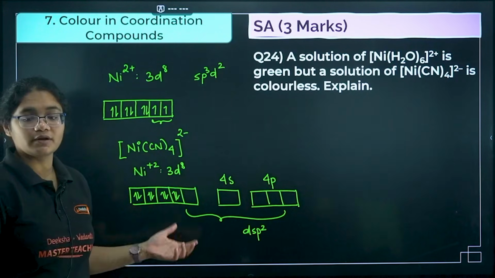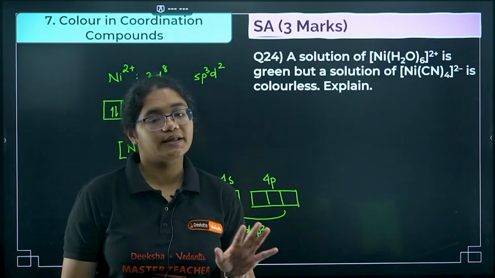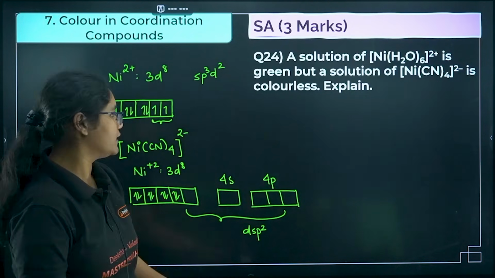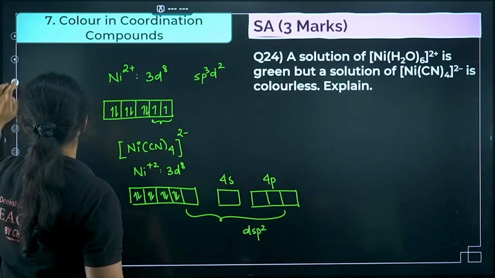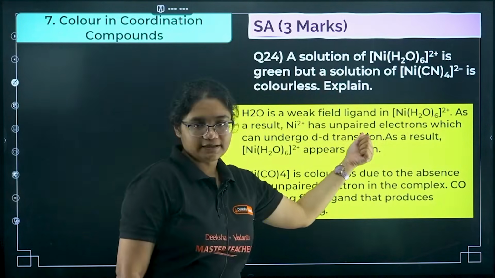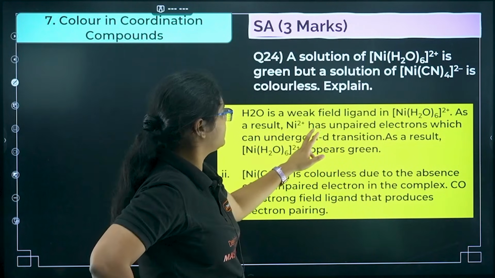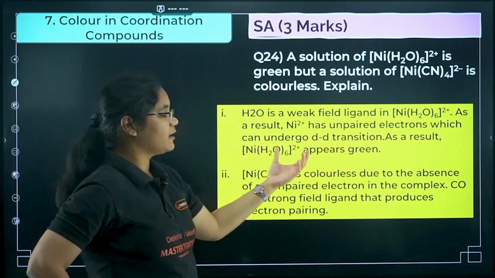In this dsp2 hybridization, you can see that there is no unpaired electron. If there is no unpaired electron, there is no d-d transition. If no d-d transition, then no color will be observed here. I hope this is clear. So now let's see how we can write this answer. We have to write a very to-the-point answer. H2O is a weak field ligand, so there are unpaired electrons which undergo d-d transition and the compound appears green.